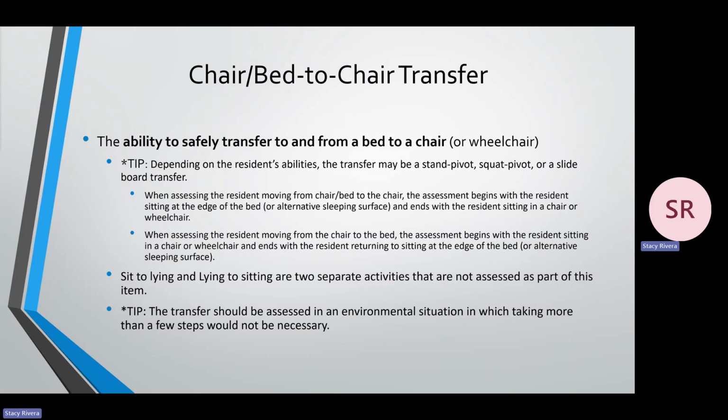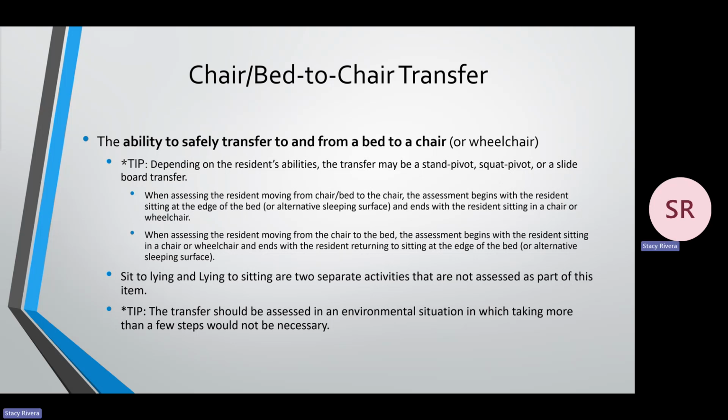Okay, chair, bed to chair transfer, the ability to safely transfer to and from a bed to a chair or wheelchair. Depending on the resident's abilities, the transfer may be a stand pivot, squat pivot, or a slide board. I think we forget about that too. We think slide board's automatically dependent. That counts as a chair, bed to chair transfer.